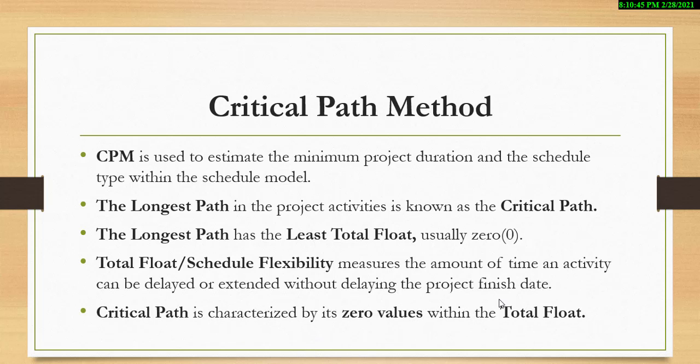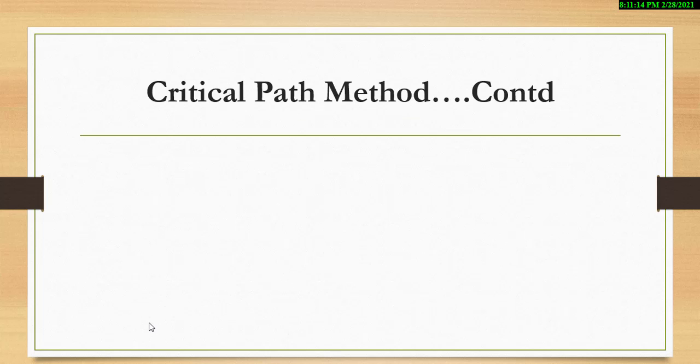Now, the critical path is characterized by zero values within the total float. So for any activity with a total float or a total slack of 0, it means that that activity is a critical activity, and in that sense you can't delay that activity.